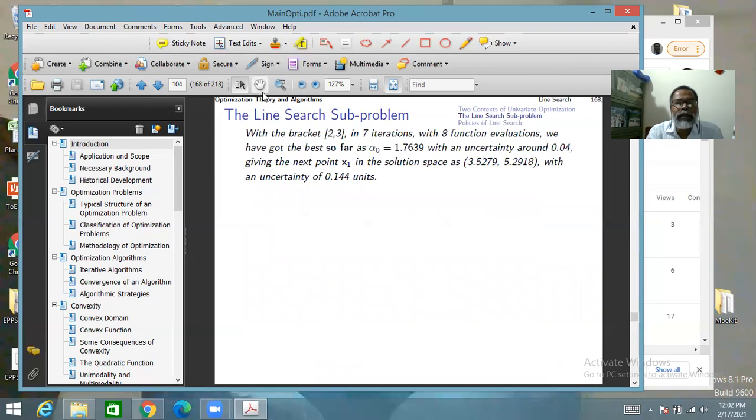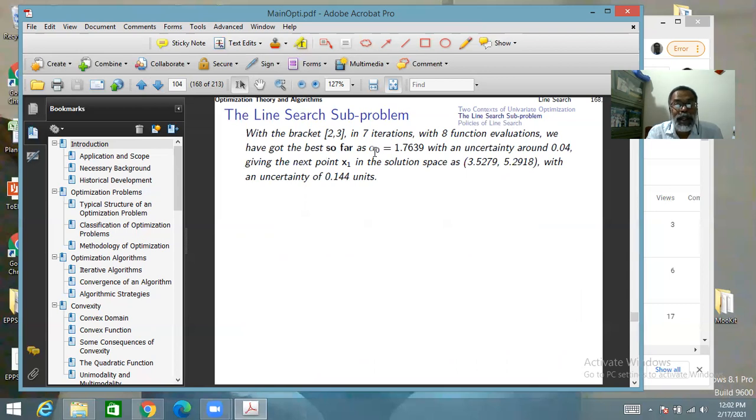So with the bracket, it was not 2 3, it should be 1 3. Okay, so there is a correction here. With the bracket 1 3, in 7 iterations with 8 function evaluations, we have got the best so far, which is this. We call it alpha 0.